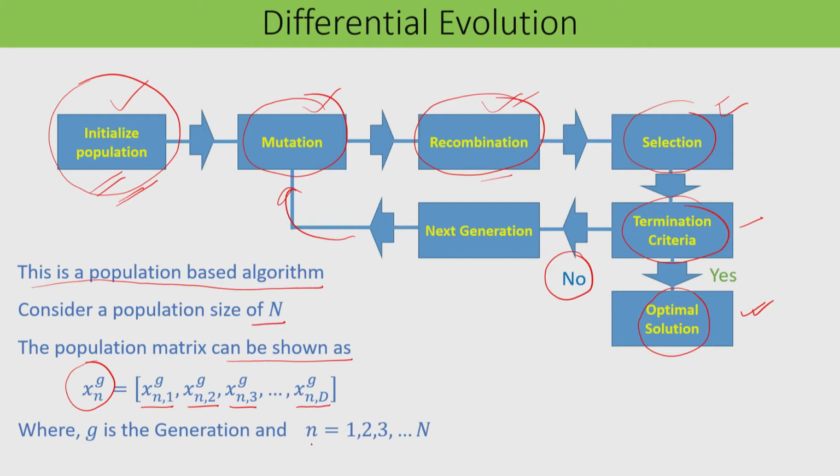So, n is showing the number of population. Population size is n, so n is from 1 to n, and z is the generation. And variables run 1, 2, 3 up to d, so we have d dimensions. I can say that it is a d dimensional problem. Small n is showing the population number, that means we have a total of n solutions in the population, and z is your generation.